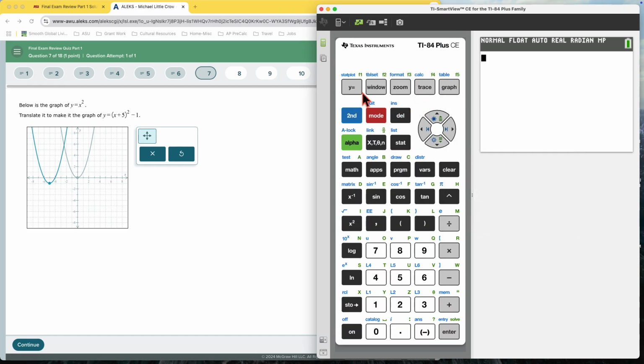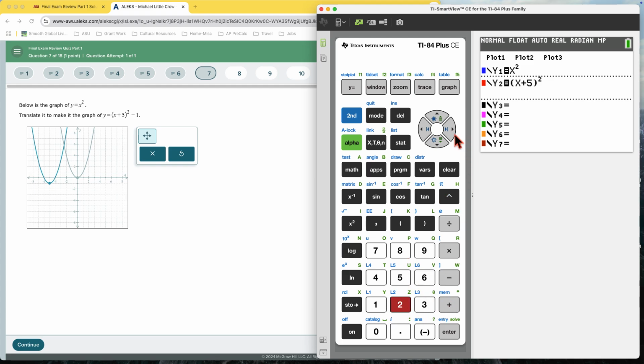We can always check our answers. This is always a good thing. So I'm going to put in x squared here, and we'll see that's what we're starting with, right? And maybe this is what you want to start with if you can't remember it. We can verify it by graphing what we're given, x plus 5 squared, the whole thing squared, putting it in exactly as we see it, minus 1.